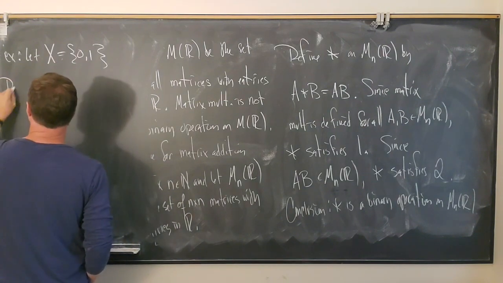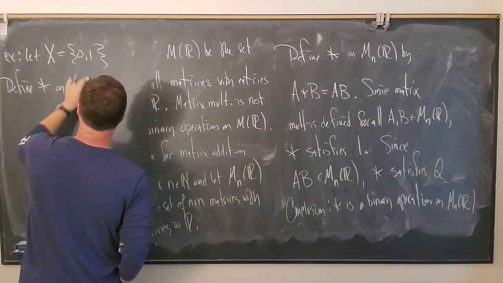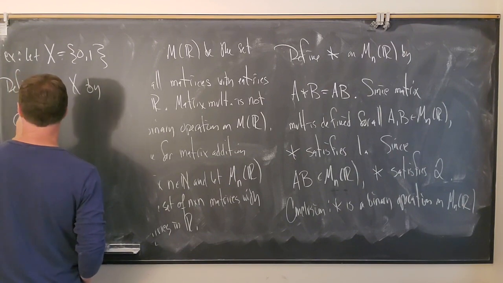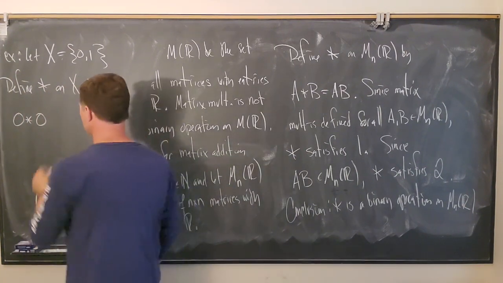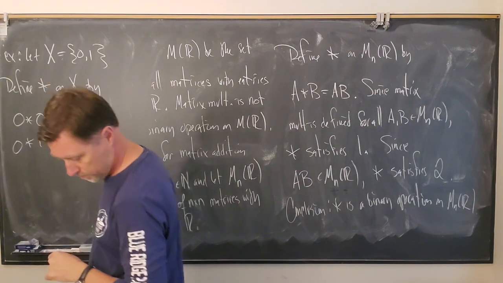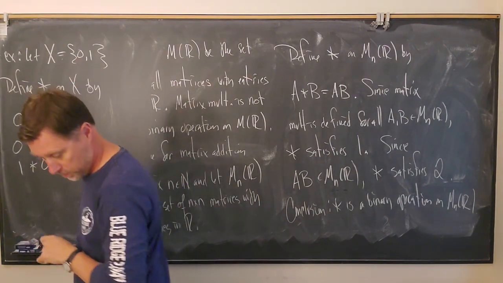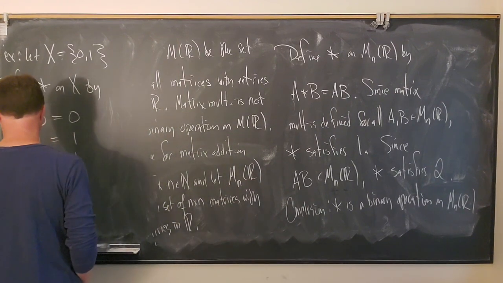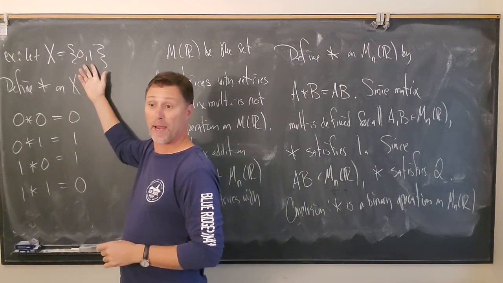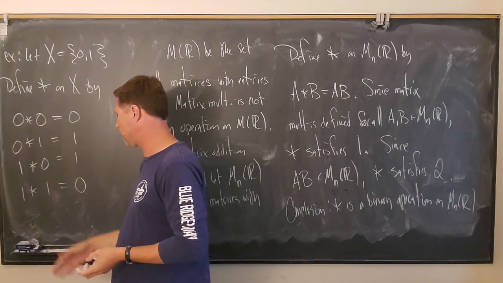Okay, so we're going to define star on X by, let's see, I want to tell you how to do 0 star 0, and that's going to be 0. 0 star 1 is going to be 1. 1 star 0 equals 1. And 1 star 1 equals 0. So since there's only a finite number of possible pairs, I can tell you how star behaves, not by formula, but by just listing all possible outputs.